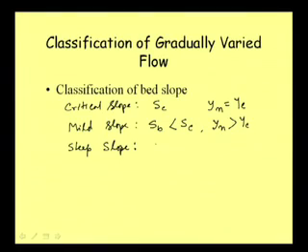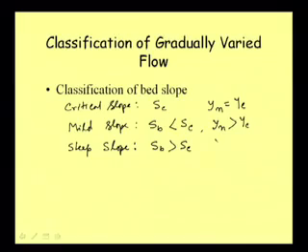So, SB is greater than the critical slope SC. When our bed slope is greater than the critical slope, obviously, suppose we are getting a uniform flow at a particular depth equal to the normal depth, then when we increase our slope, the normal depth will come down, meaning yn will become less than yc. So, these are the three different slopes that we are getting: critical slope, mild slope and steep slope.